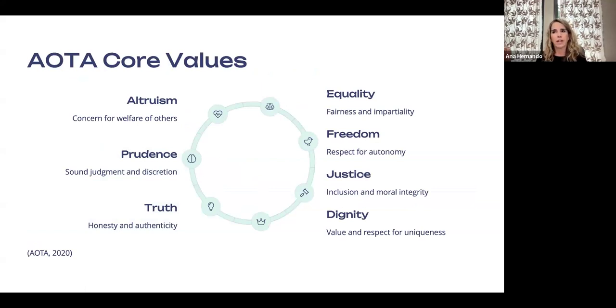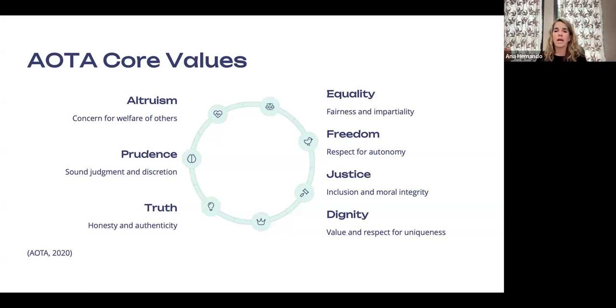There are 7 core values from AOTA. They help define our character as a profession. They are altruism, which is concern for the welfare of others. Equality, which is fairness and impartiality. Am I treating all of my clients the same?